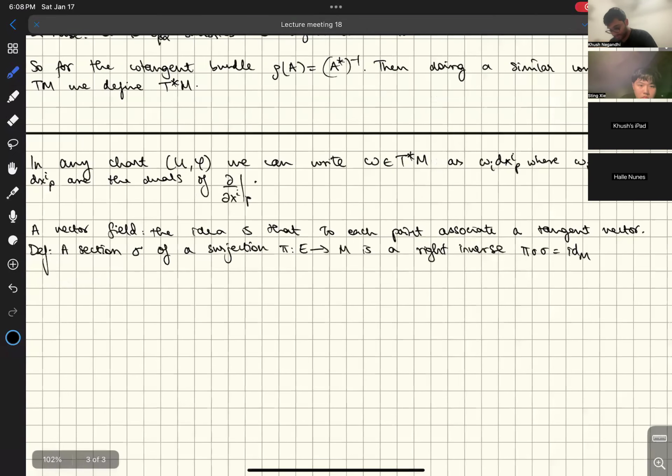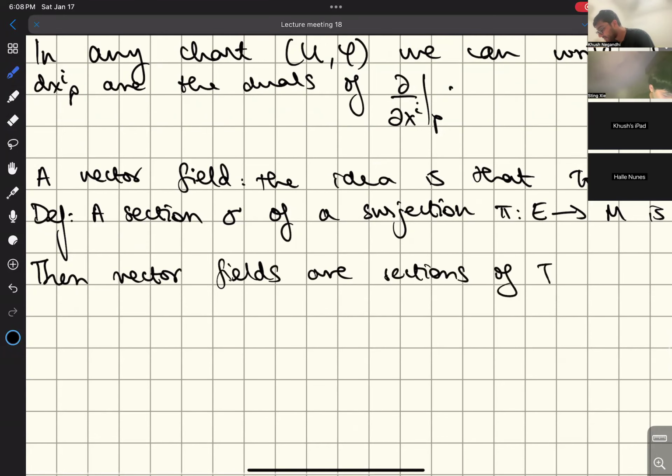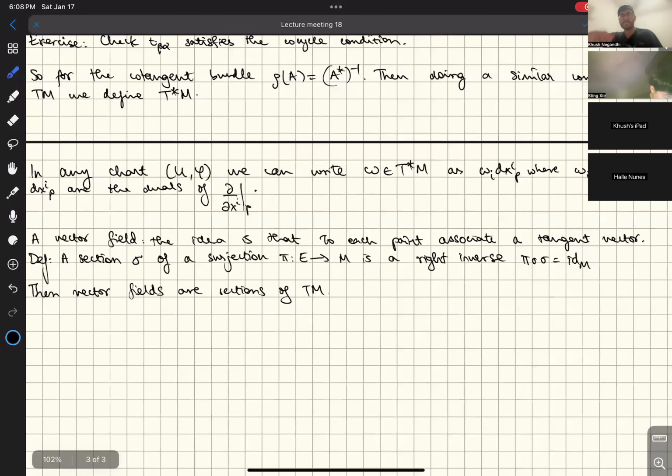And then vector fields are sections of TM. The idea of a section is that you take whatever is being surjectively mapped onto, and then you put it into the overarching space, and you get a section of this entire space that is identified with this.